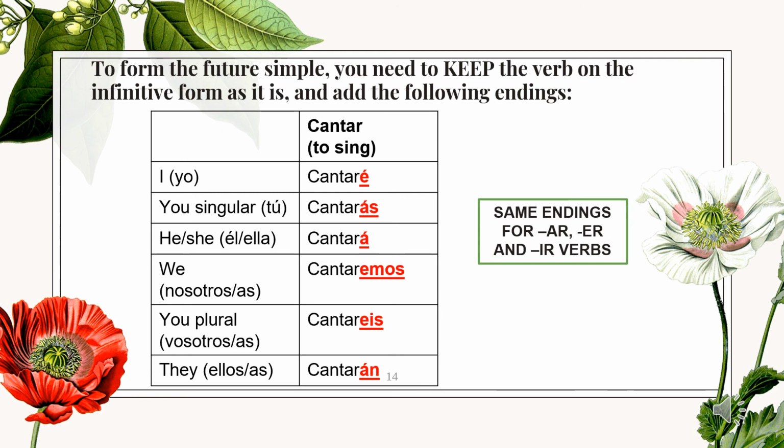So as you can see, I've only added cantar, and that's because all verbs have got the same endings in the future tense, no matter which group they belong to. So in the case of beber, it would be beberé, beberás, beberá, beberemos, beberéis, and beberán. And the same with vivir. Viviré, vivirás, vivirá, viviremos, viviréis, vivirán.